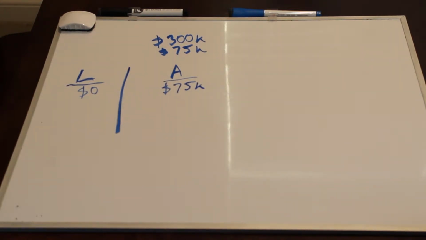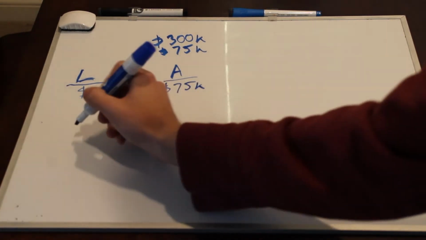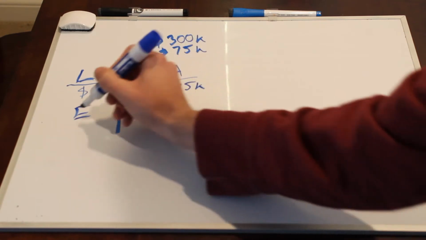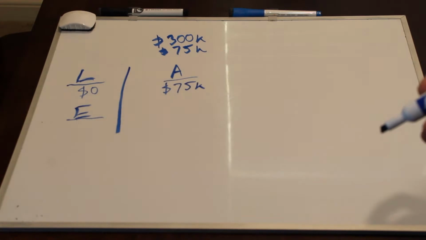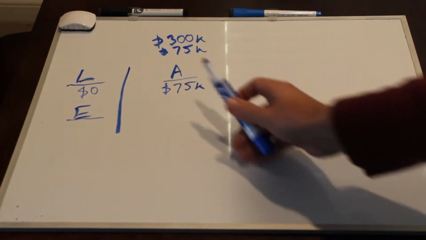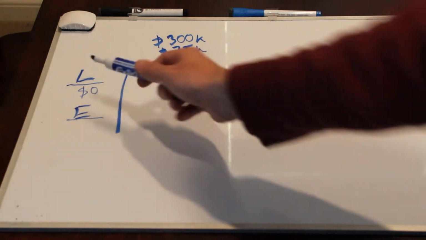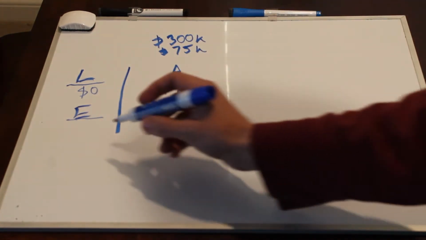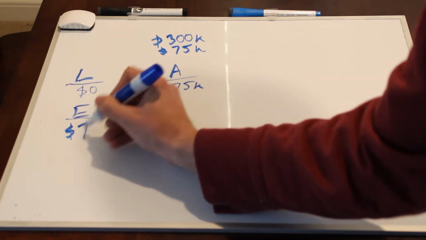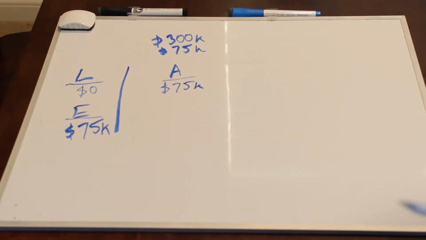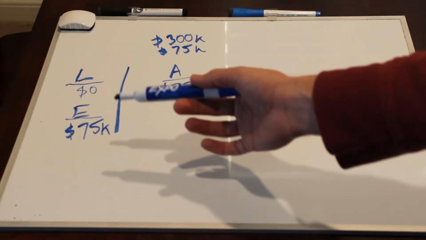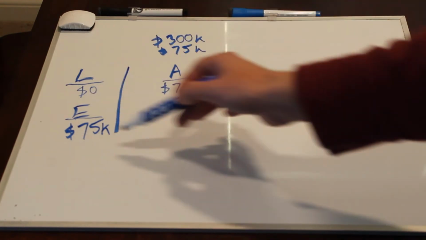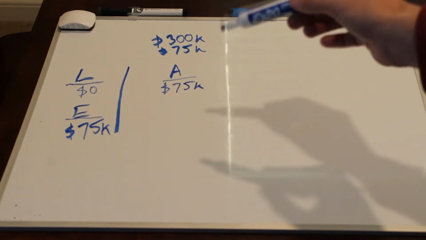So now we can calculate your personal equity. I'll just put E. E is going to be your assets minus your liabilities. So we're going to say, okay, 75,000 minus 0 is your equity, which means you currently have equity of $75,000. This is what you own after all of your liabilities are cleared. So this is currently what your personal balance sheet looks like.